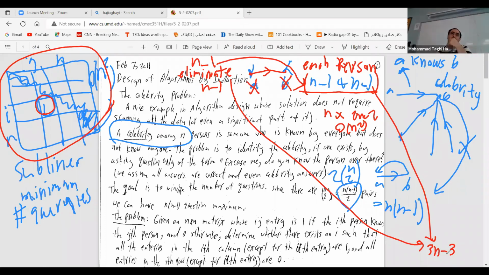Do you have any ideas? Anyone on Zoom? Do you have a question? Got a question. Why can't we ask if A knows B and B knows A at the same time? Because again, these are two different matrices. So this is IJ, and the other one is JI. So these are two different places in the matrix.